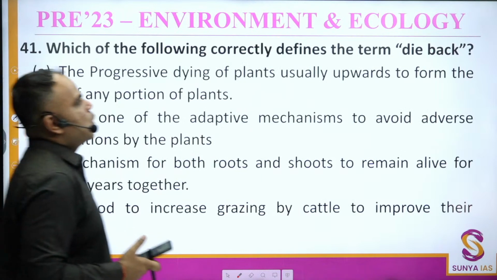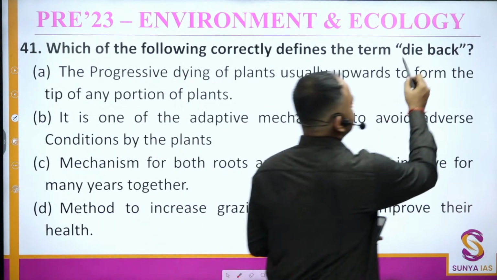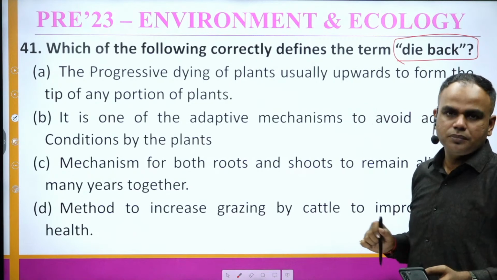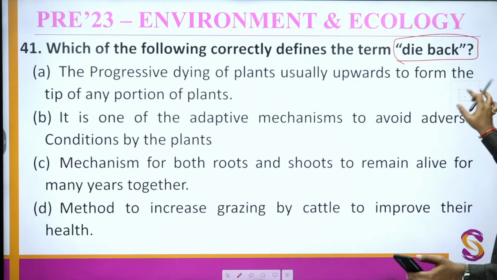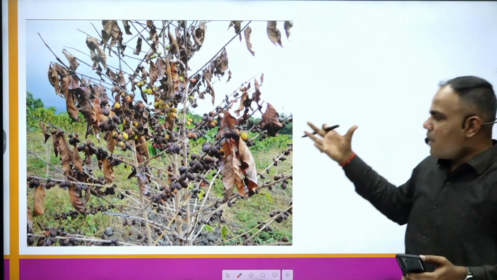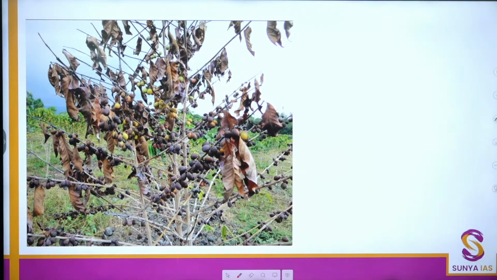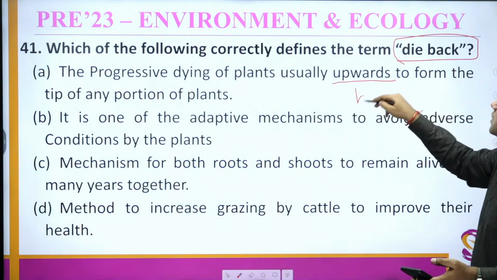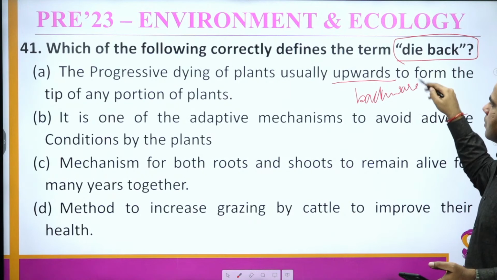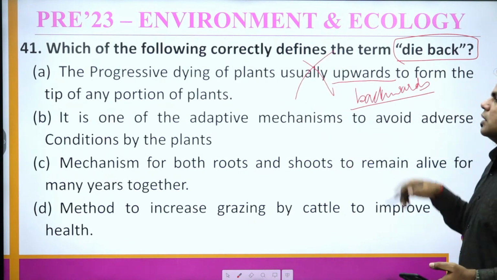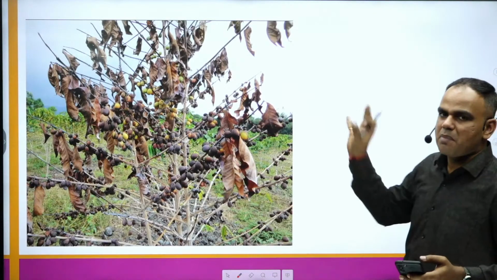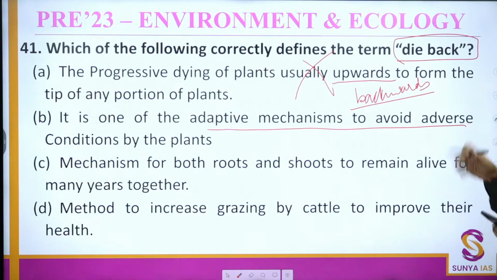Now again the term is dieback. Those of you who had seen this high yielding topic series, I have also covered this term. What is a dieback? When I show you how this looks, this is basically a dieback which happens. Dieback is the progressive dying of plants, but this is usually not upwards, but backwards. So statement 1 is wrong, and this is one of the adaptive mechanisms by plants to avoid adverse conditions. This is known as dieback.